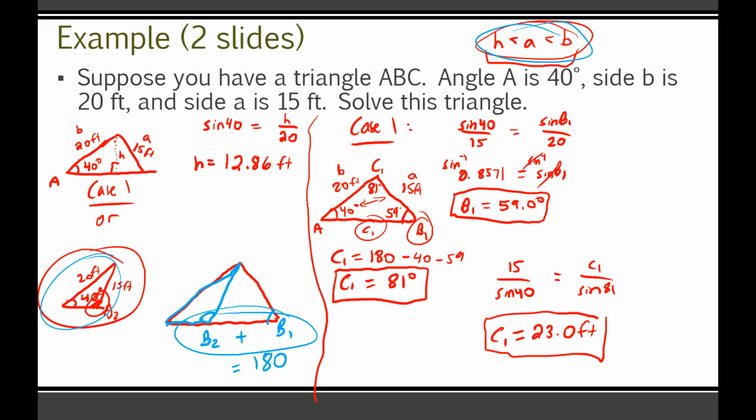Once we drew our own picture, we were able to easily see it was an SSA triangle where we had two sides. I'll even drop my pen. We'll even just circle that right over here. We had two sides and an angle that was not in between them. So that was step 2.